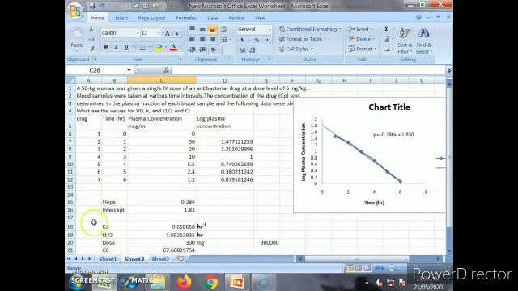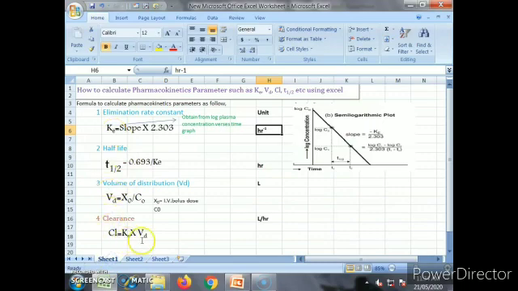For removing all these parameters, the student should know all these formulas. So the elimination rate constant formula is K is equal to slope into 2.303. Half-life is T half is equal to 0.693 divided by Ke. Volume of distribution is Vd is equal to X0 divided by C0, and clearance is Ke into Vd.